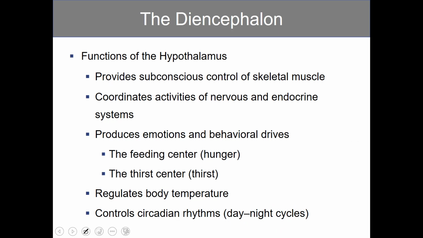In terms of functions of the hypothalamus, overall they provide subconscious control of skeletal muscles. They coordinate activities between the nervous and endocrine systems. They help produce emotions and behavioral drives such as hunger and thirst. The hypothalamus helps regulate body temperature. And lastly, it helps control our circadian rhythms, our day-night cycles.